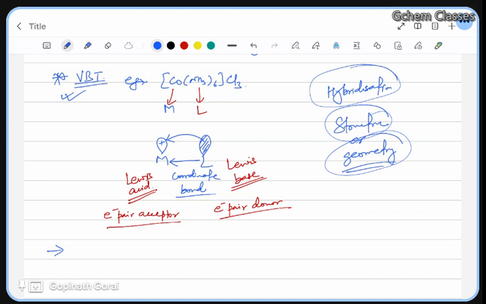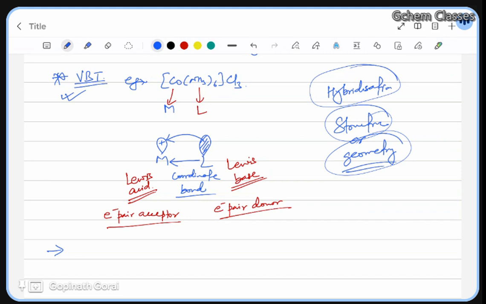Understood? Hybridization, structure, or geometry. VBT is dealing only this much. And then inner orbital and outer orbital, whether your complex is more covalent in nature or ionic in nature, that also it will deal with. But most of the time we use VBT only for structure and hybridization, right? What is the geometry and what is the hybridization.